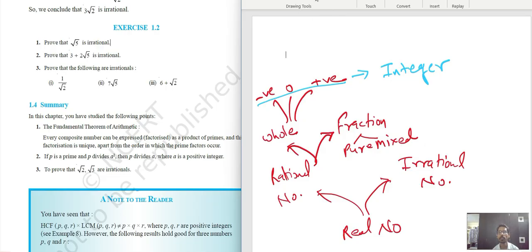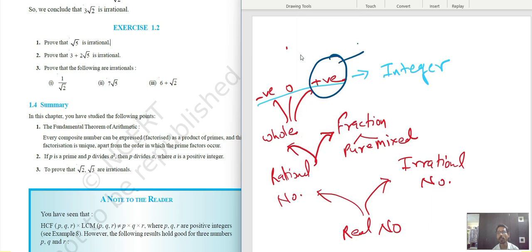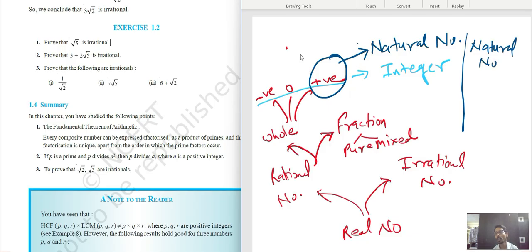The number which is only positive integer, this is called natural number. Okay, and one more thing, natural number including zero is called whole number.